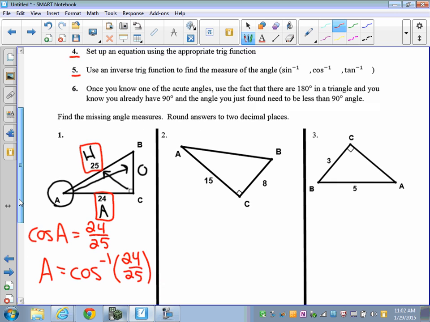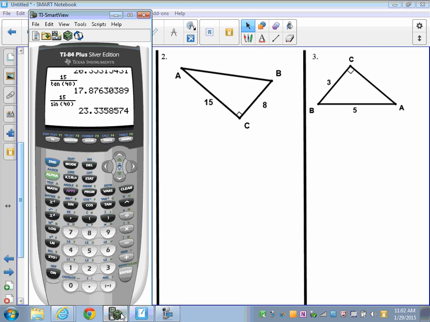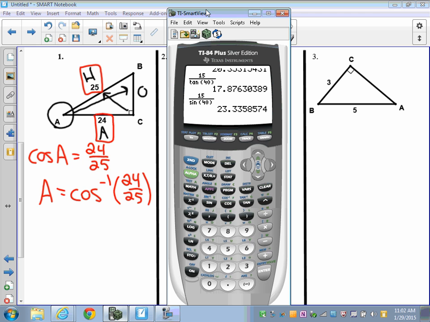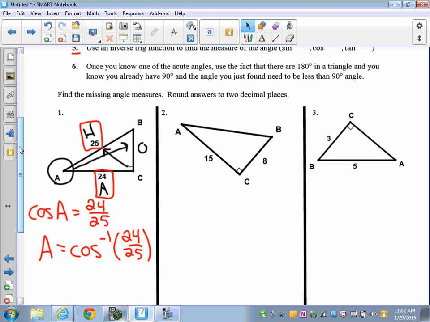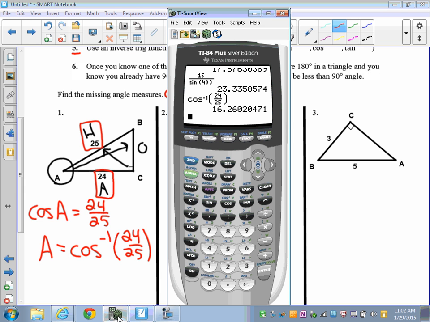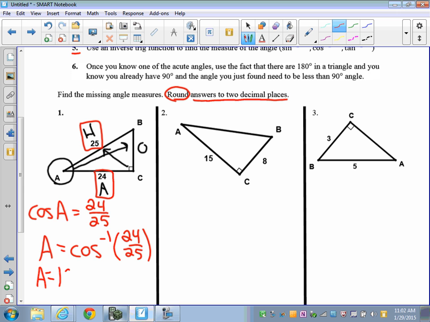So let's figure it out. We have to use our calculator now. So the cosine -1, we have to hit second first. So second, and then it's cosine. And we just type our fraction, and you can do alpha y equals enter if you want. It's 24 over 25. So for this problem, we're told to round answers to 2 decimal places. So that's going to be 16.26. And these are degrees.